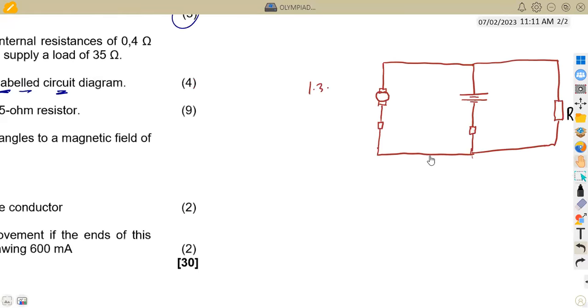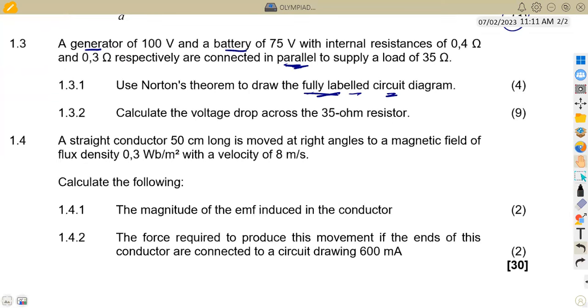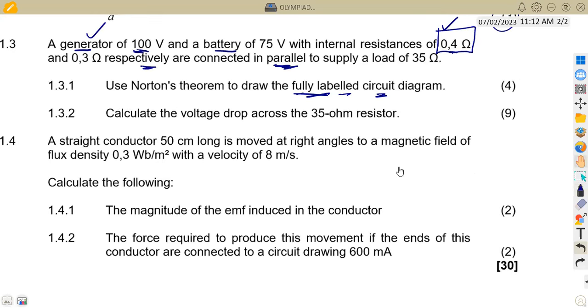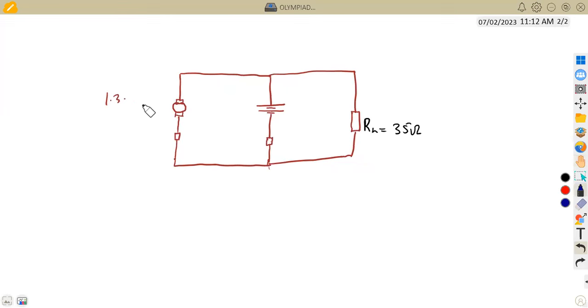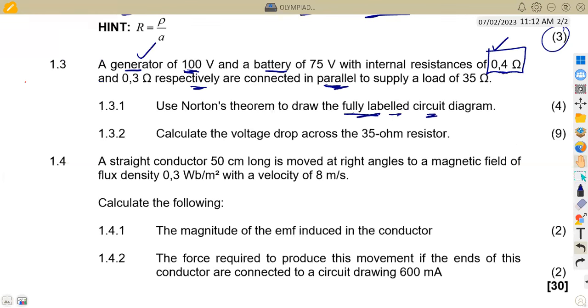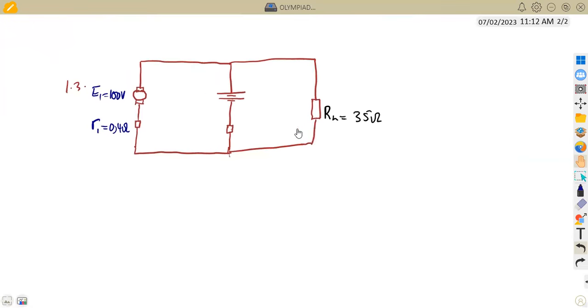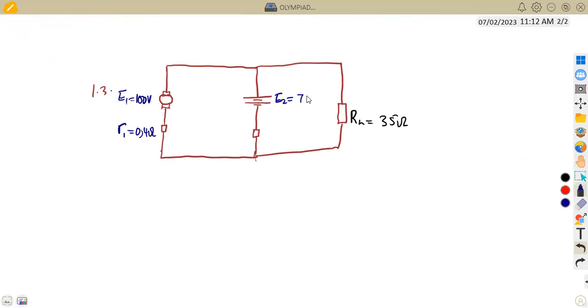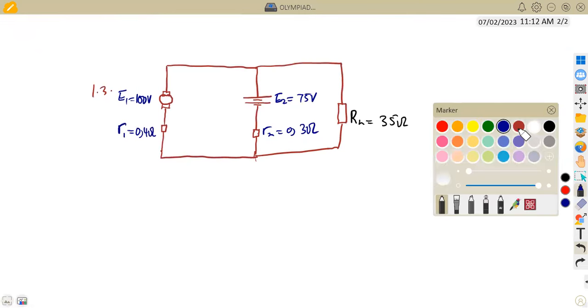All right, so let us take the information onto our diagram, the battery and the generator. The generator has 100 volts, internal resistance 0.4. Remember, this is respectively, so the first one is for the generator, 100 volts versus 0.4. So this is 100 volts, our generated EMF. We can have it as E1, which is 100 volts, with internal resistance of 0.4 ohms. Then for the battery, the EMF is 75 volts with internal resistance of 0.3. So you have this as E2, which is 75 volts, versus R2 of 0.3 ohms. All right, so this is the diagram that we have, 1.3.1.